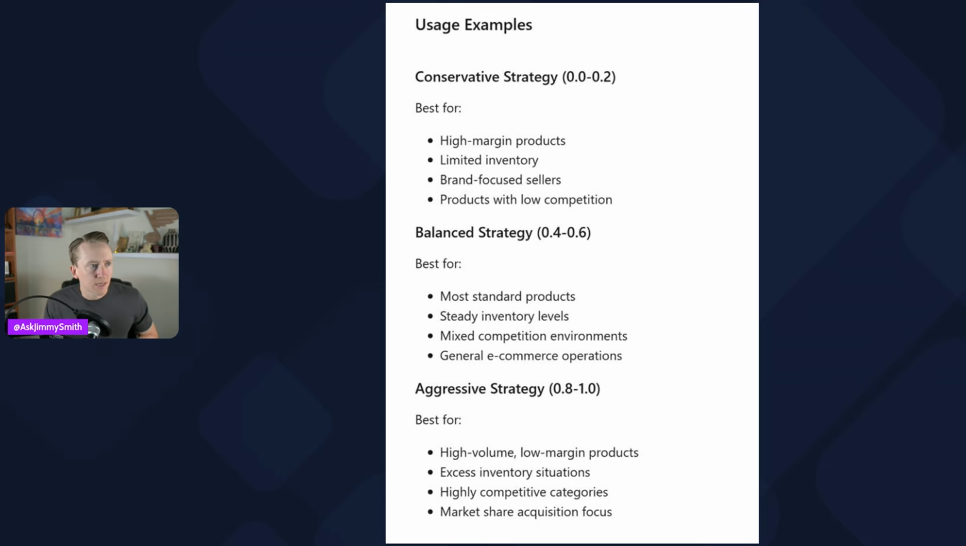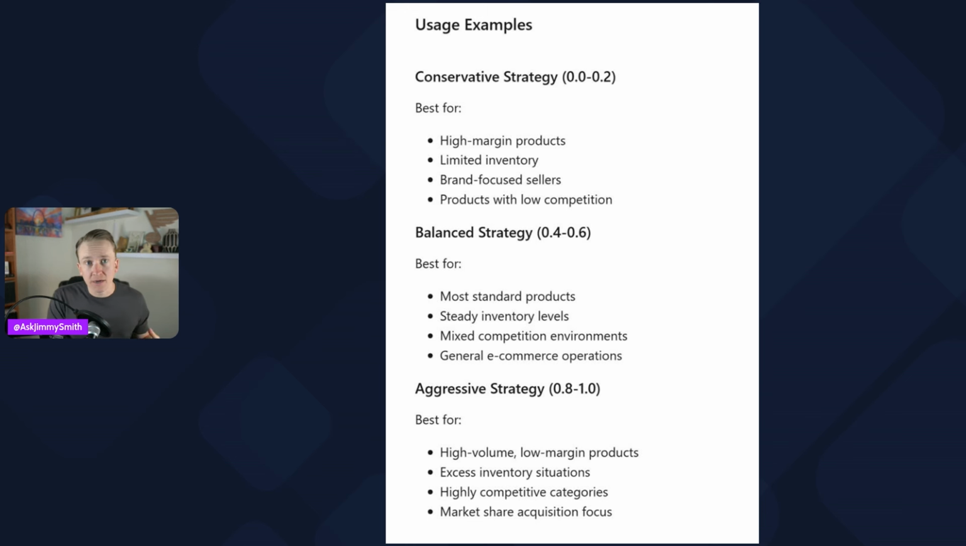And this is also for mixed competition environments and general e-commerce operations. It's definitely more of the run-of-the-mill standard aggression. The last one is the aggressive strategy, and this is for between 0.8 to 1.0. Now, I personally have it very aggressive whenever I need to liquidate. Once it gets to 90 days or later, I want to get rid of those products to get the capital back. And so for me, I have it as aggressive as possible.